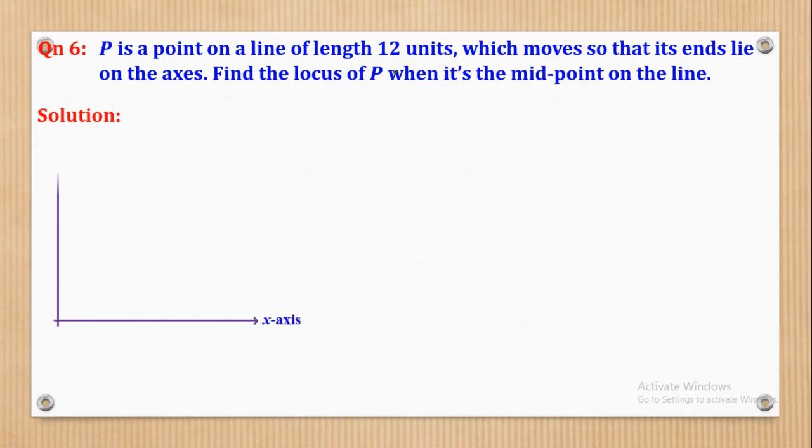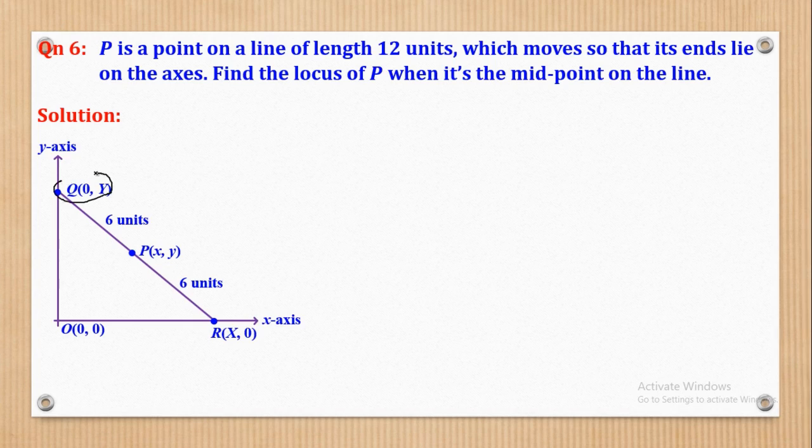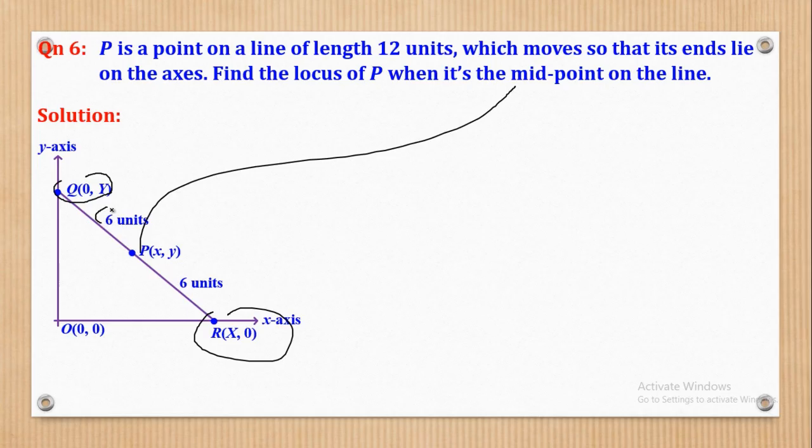Draw the axes, x-axis and y-axis, and they have to be labeled. Then we shall draw that line. So this is the point when it meets the y-axis, and this is the point when it meets the x-axis. So this will be (0, y), and this will be (x, 0). They told us it is of 12 units, and that P is the midpoint. That is why this side takes 6 and this side takes 6. But our interest is the whole of this length, which is 12 units.